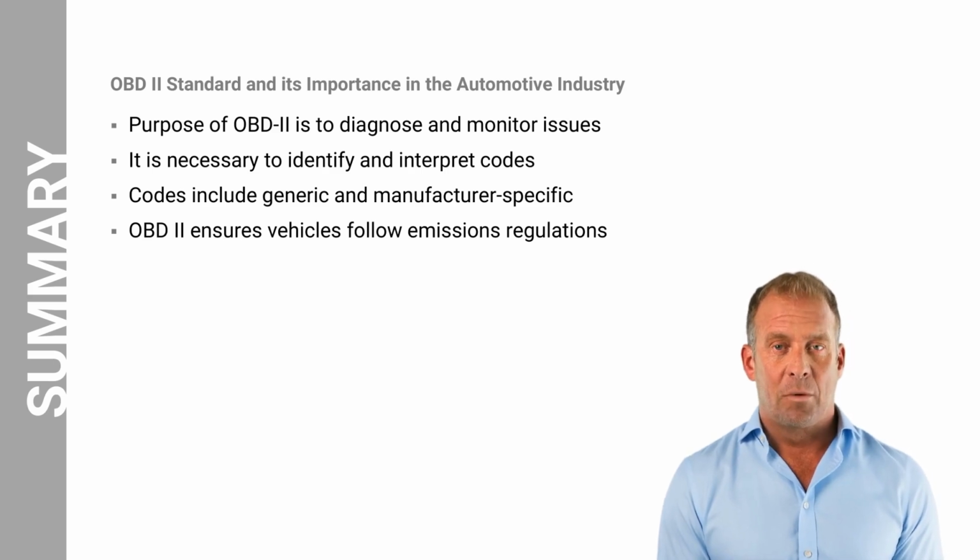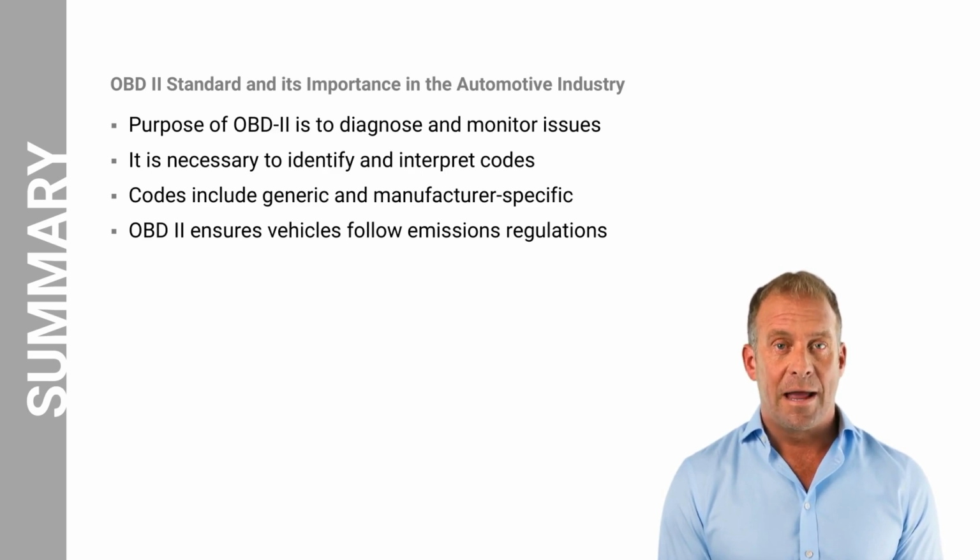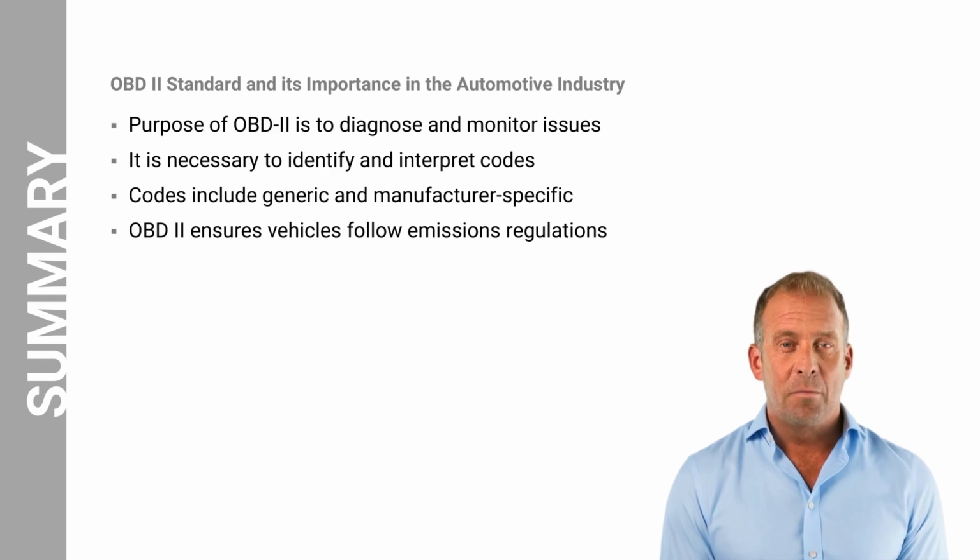Let us now recap what we covered in this lesson on OBD2 standard and its importance in the automotive industry. The main purpose of the OBD2 system is to help monitor and diagnose modern vehicles. OBD2 acts as a car's built-in mechanic, constantly monitoring systems and generating trouble codes for potential problems. Understanding these codes, both generic and manufacturer-specific, is key to interpreting the car's secret language of trouble. By identifying and interpreting codes, technicians will be able to address issues early and keep the car running smoothly. OBD2 also plays a vital environmental role, ensuring vehicles comply with emissions regulations for cleaner air.